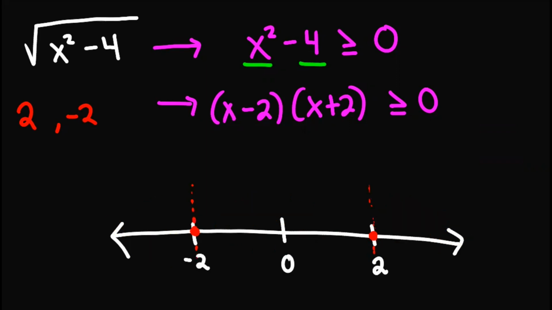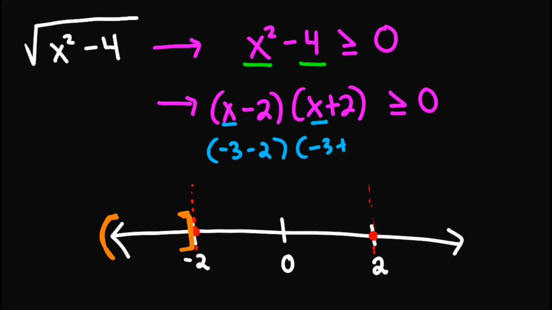So focusing first on this section out here, let's take a value on this one. Let's try and take negative 3. Indeed, negative 3 is out here. So if we plug in negative 3 to this one, then we'll have negative 3 minus 2 times negative 3 plus 2. The outcome here is negative 5 times negative 1. And negative times negative is positive, so it satisfies this equation. So we say that in this interval, we'll have a positive.